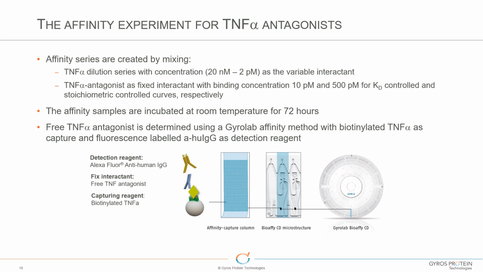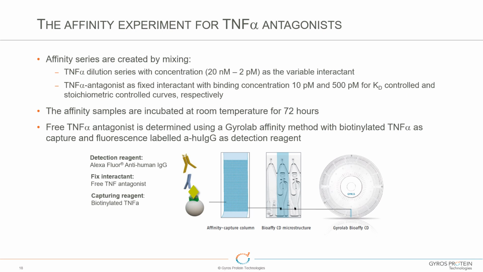Once we've established the assays, you have a TNF-alpha dilution series where we're going to cover a pretty broad range of the variable interactant, between 20 nanomolar down to 2 picomolar. Then the TNF-alpha antagonist is the fixed interactant, with a binding concentration of 10 picomolar for the KD controlled curve and around 500 picomolar for the stoichiometrically controlled curve. Once you have those parameters identified, we can set this up as a screening assay where we look at all the various TNF-alpha antagonists that we want to screen.